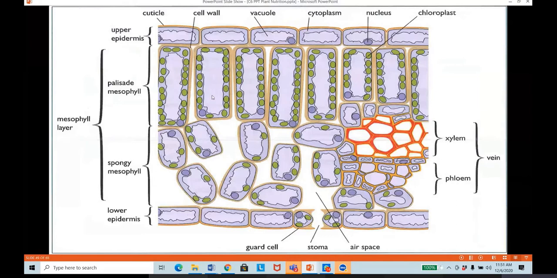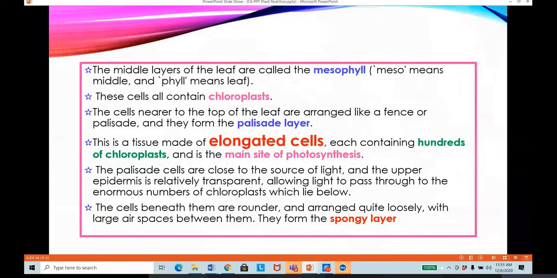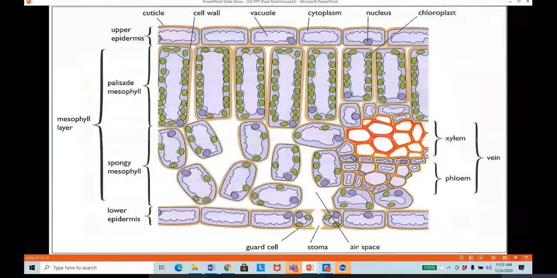And this is the layer which is very near to the upper epidermis, which is also transparent, so that the exchange of the gases can happen easily, and also the light can be absorbed efficiently by the chlorophyll present in the chloroplast. Now beneath that, the cells are rounder and arranged quite loosely with large air spaces between them, and this is the spongy layer of the mesophyll, the spongy mesophyll layer.